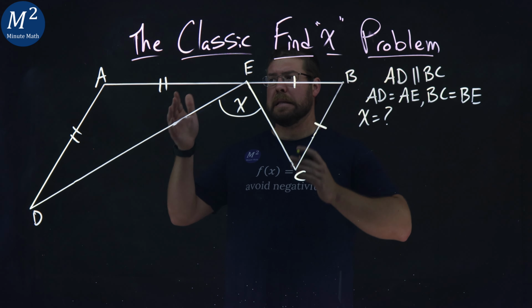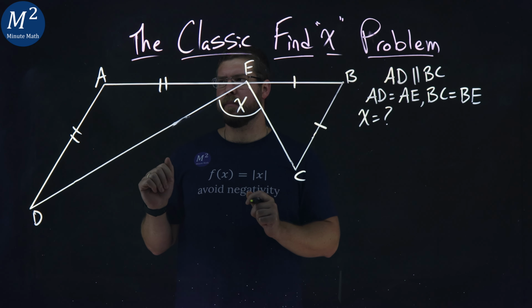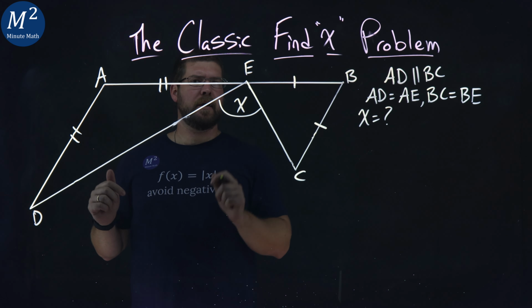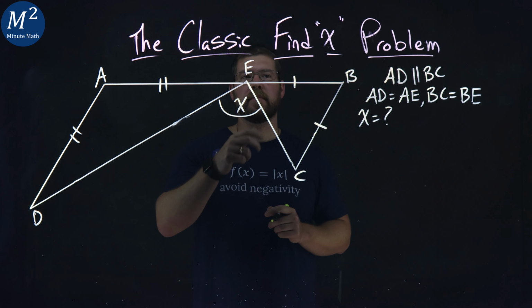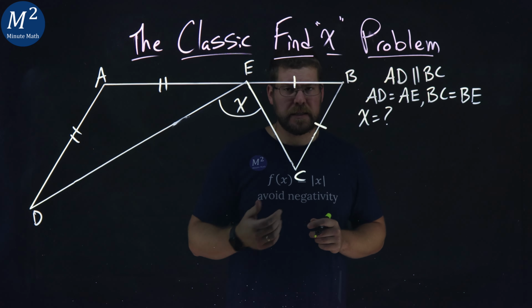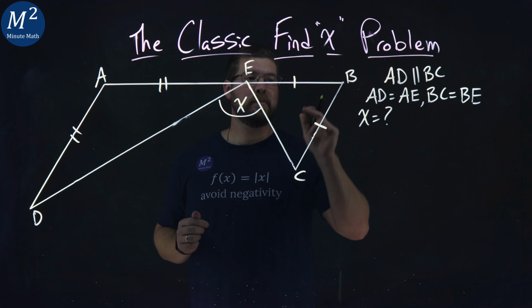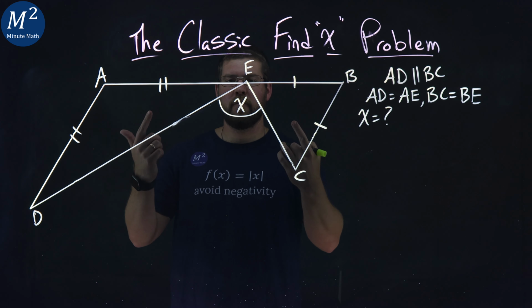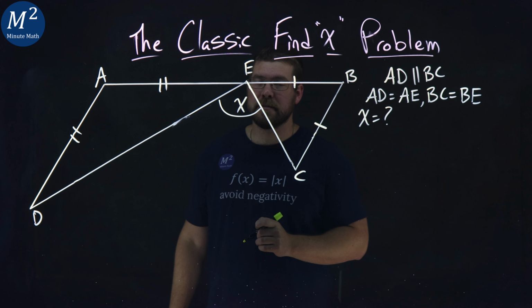Our problem is this. We have this geometric figure going on here. We have some lines, some triangles, some segments that are equal. DA is equal to AE, EB is equal to BC, the lengths there. And we also know that AD is parallel to BC. With all that information, can we find the measurement of angle X?